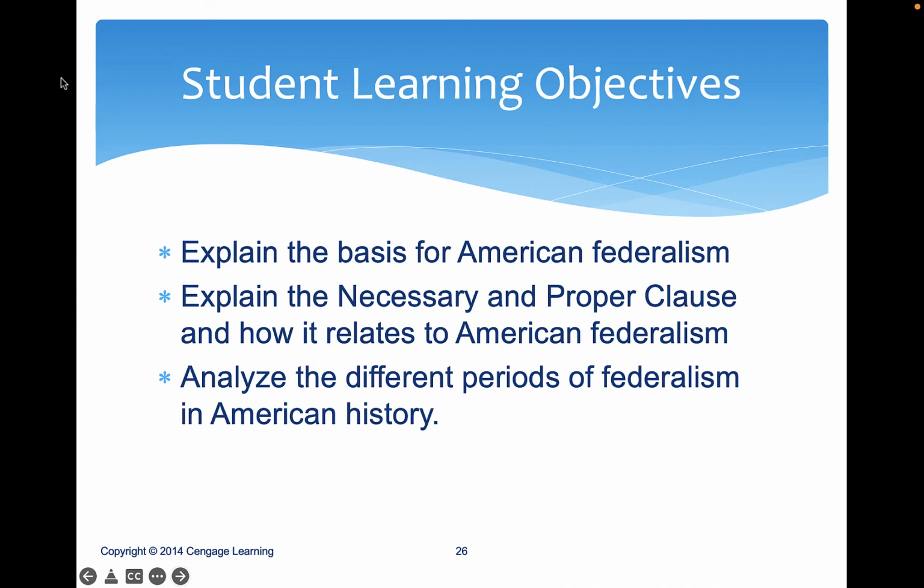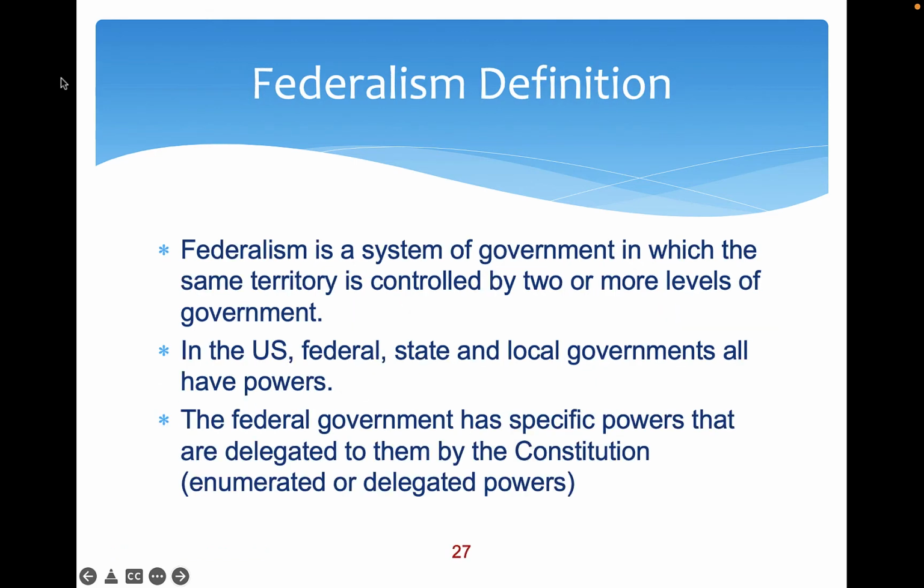So what we're going to do is explain the basis of American federalism. I'm going to talk about something called the necessary and proper clause and how it relates to American federalism. And then we're going to analyze different periods of federalism here in American history.